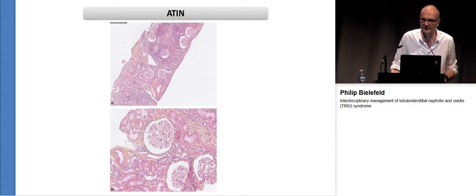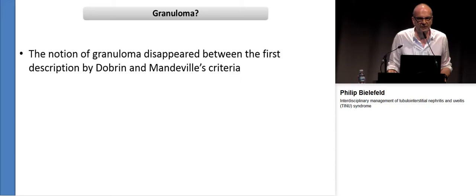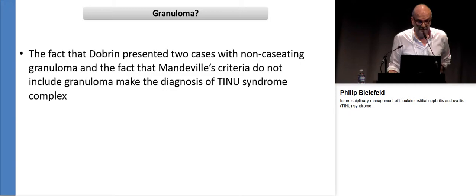One major problem about this syndrome is that the notion of granuloma that Dobrin noticed has disappeared between this first description 40 years ago and Mandeville's criteria. And the fact that Dobrin presents 2 cases with non-caseating granuloma, and the fact that Mandeville does not include granuloma in his criteria, makes the diagnosis of TINU syndrome complex. I think the major problem of this syndrome comes from there.